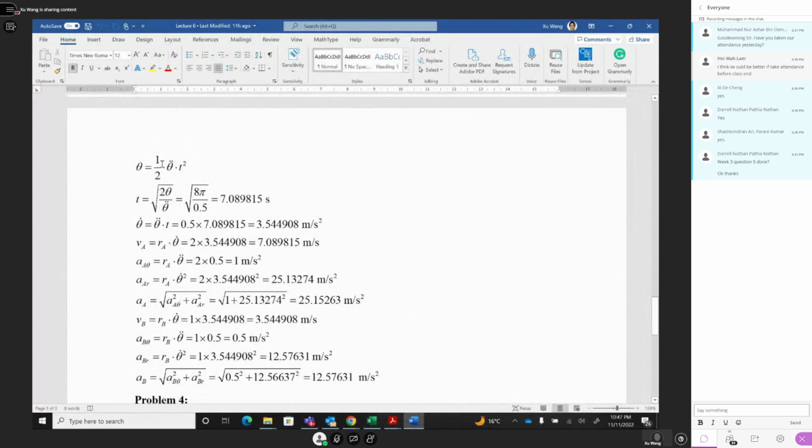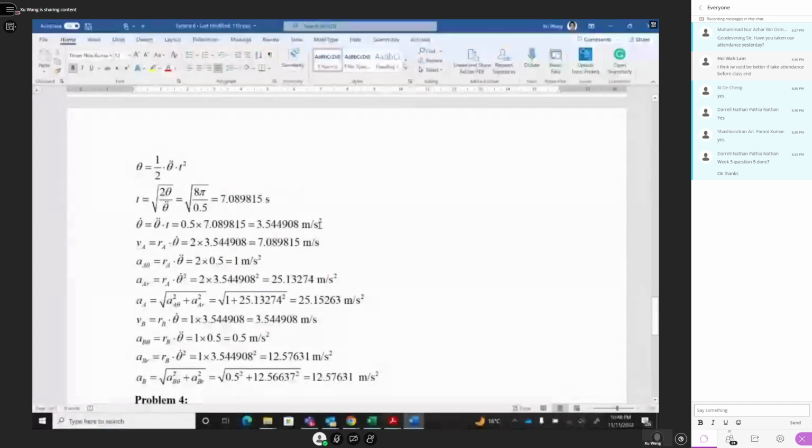And we find the t, the rotation time, so t equals square root of 2 theta divided by theta double dot, which we know. And the theta for 2 revolutions is 4 pi. 1 revolution is 2 pi, 2 revolutions is 4 pi. 4 pi times 2 equals 8 pi, divided by this acceleration 0.5, square root, is 7 seconds. So 2 revolutions will take 7 seconds. And then you find the omega. Omega equals theta double dot multiplied by t, right? Put this t inside, 7 multiplied by 0.5 equals 3.5.